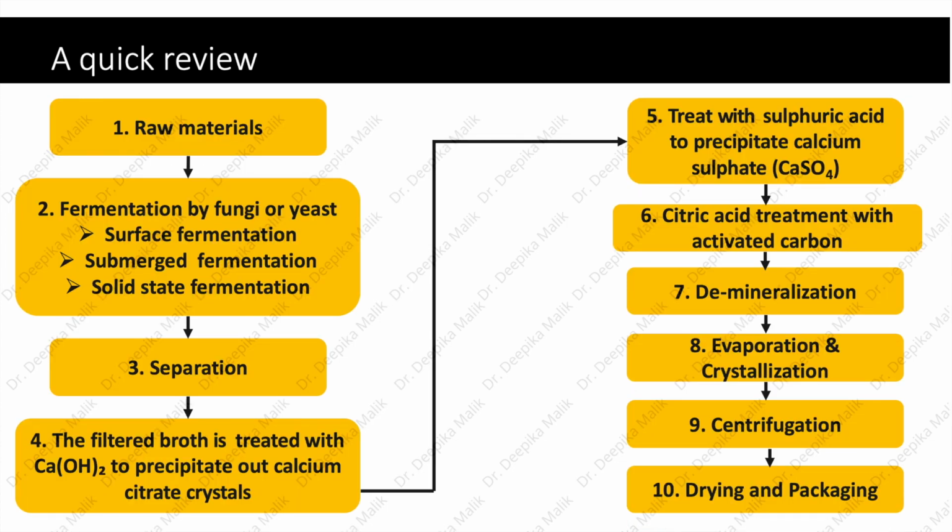First step is the selection and preparation of raw material by passing it through ion exchangers to remove trace elements which can interfere with the entire process of citric acid making. The substrate is now inoculated with the suitable microorganism to carry out fermentation. Fermentation can be done by any of the three processes.